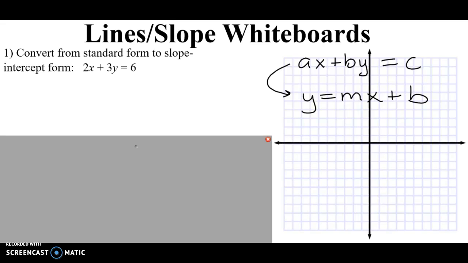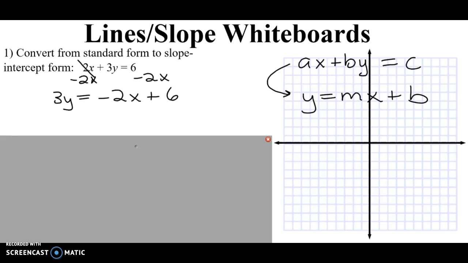So first of all, what do I need to do to this form to transition it so that it's y equals mx plus b? Brooke, what do I need to do first? Good. I need to subtract 2x from both sides. So we get 3y equals negative 2x plus 6. We can't combine those, right? Because one has an x and one doesn't. They're not like terms, so we just write them separately.